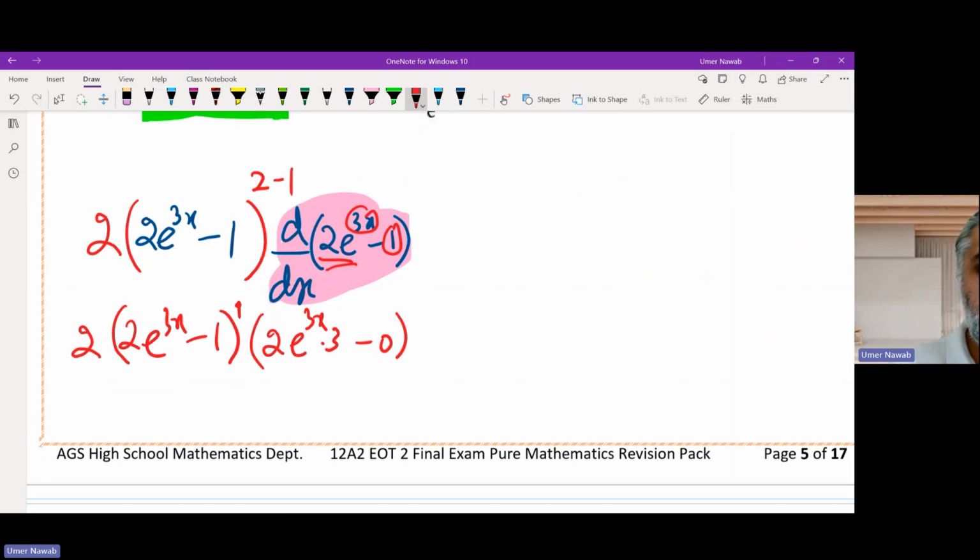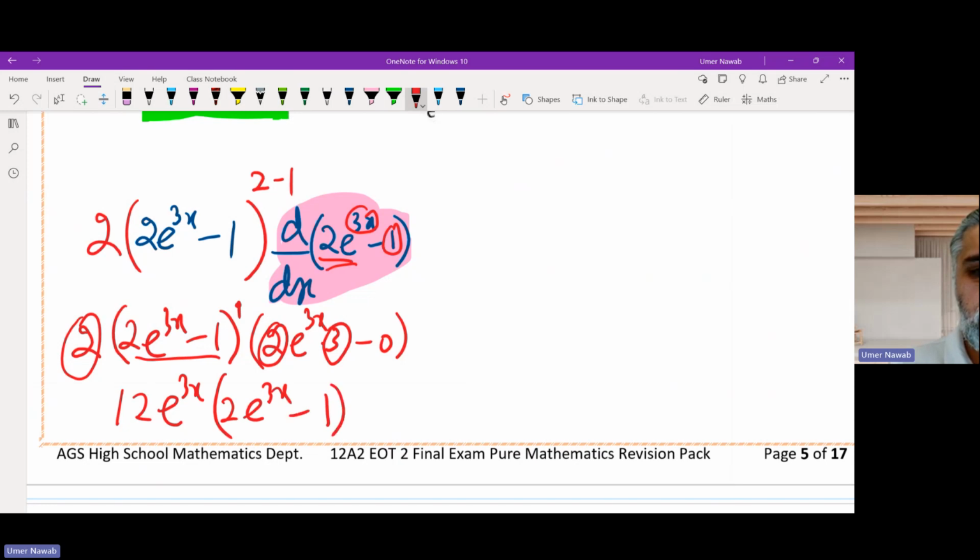This is 6 and this is 2. So I can combine them, which will give to me 12e^(3x). And I copy this one, 2e^(3x) minus 1 raised to power 1. No need to expand it, just leave it.